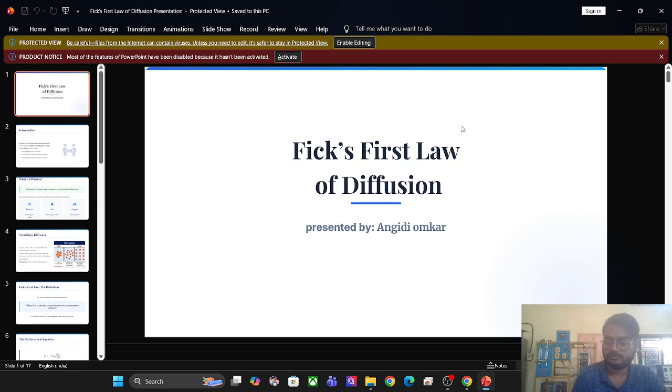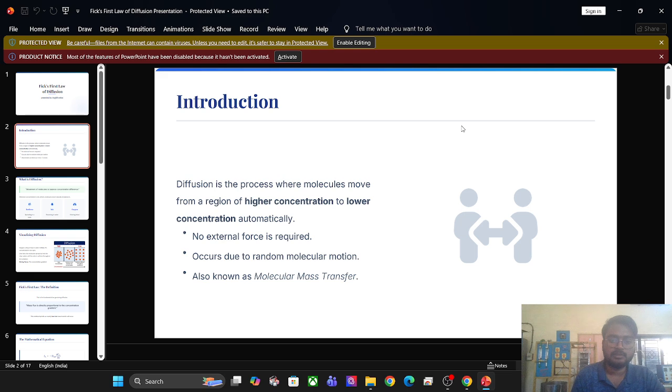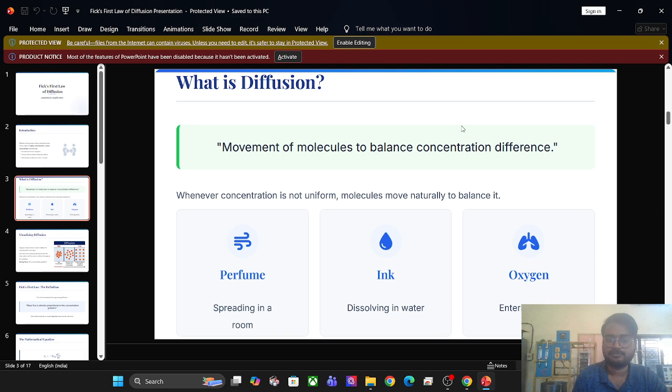Fick's first law of diffusion. Introduction: in this we will mainly explain the diffusion of particles, where we know that diffusion takes place from higher concentration to lower concentration. There is no external force required for this. It occurs due to random molecular motion. It is known as molecular mass transfer.